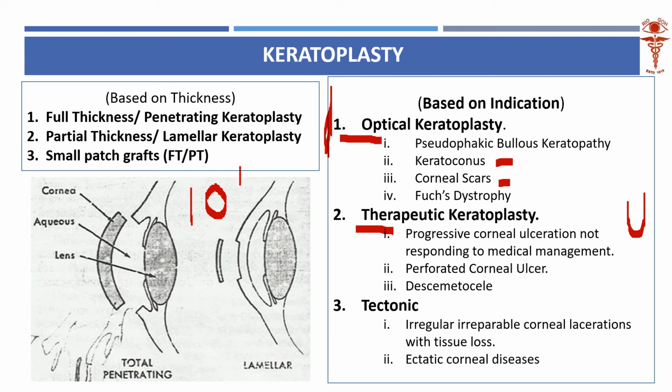That is optical keratoplasty. Here the cornea is diseased and ulcerated, and it is about to perforate. In that situation, when you are doing a corneal transplant, it is called a therapeutic keratoplasty. So please remember, forget about tectonic. Don't try to understand this. Just remember therapeutic and optical.